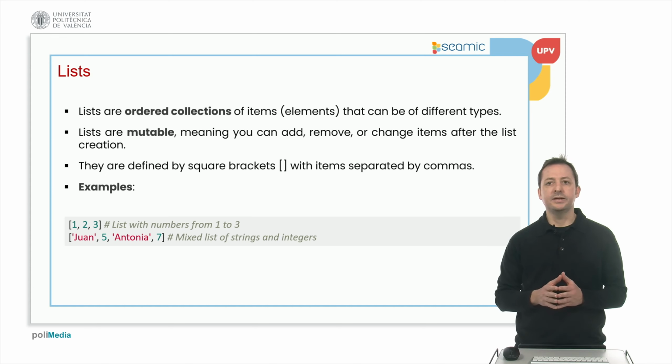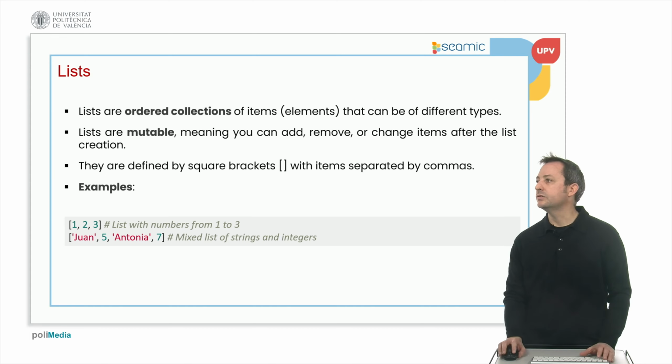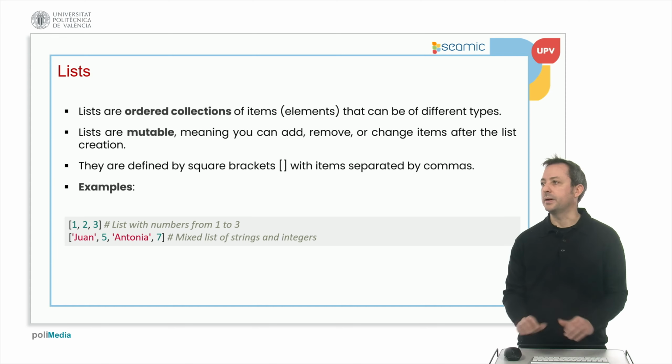In this way, each element of the list has a position and this list has an order. This is important because other structures don't have this property. Lists are also mutable. This means that we can add, remove, or change the items of the list during the execution of the program. In order to define a list, we need to put square brackets, such as this, and inside these square brackets, we have to put the elements separated by commas.